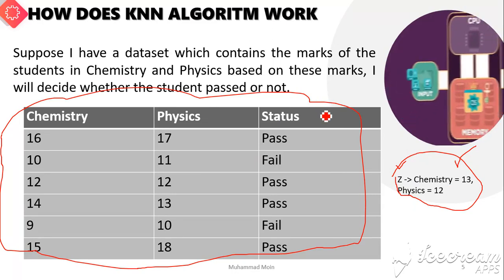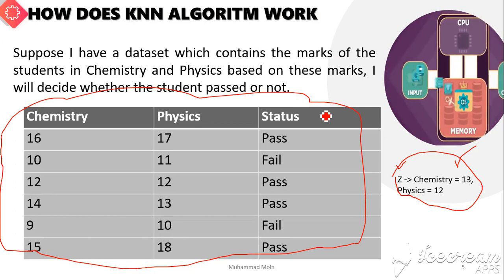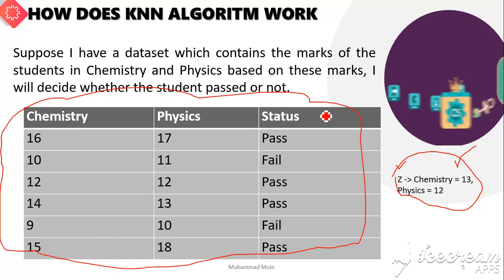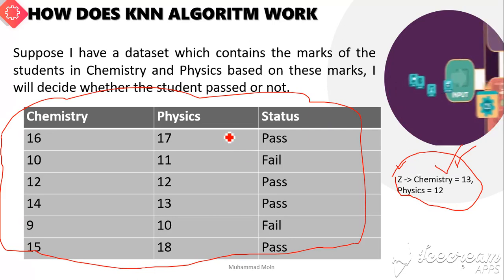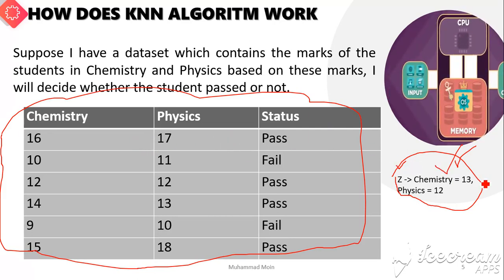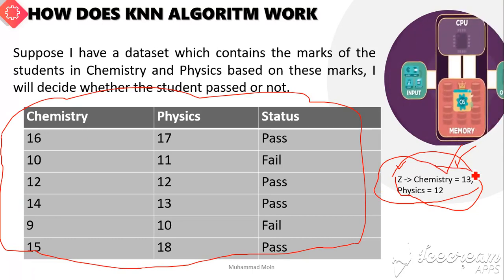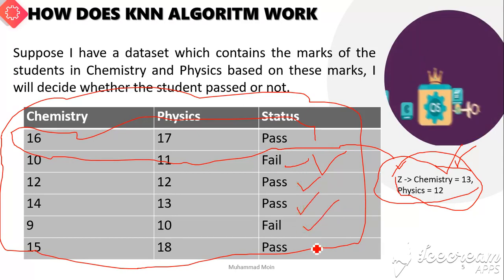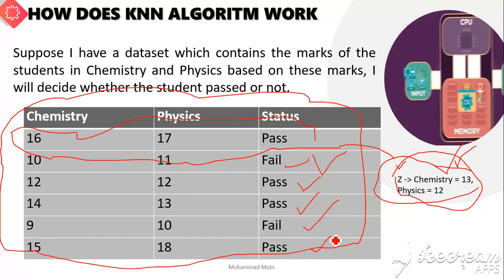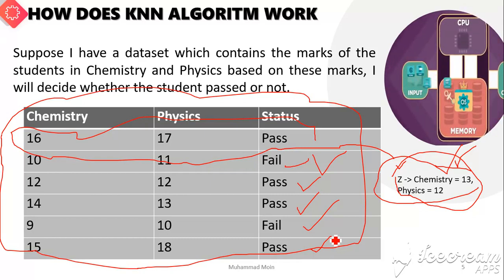The KNN algorithm basically makes use of a distance equation to find the distance between the new data and each reference data. So I will calculate the distance of this data with respect to each of these reference data. I will first calculate with 16 and 17, then with 10 and 11, then with 12 and 12, then 14 and 13 and 9 and 10, and then 15 and 18. So using the equation, we will calculate the distance of the new data with respect to each reference data.